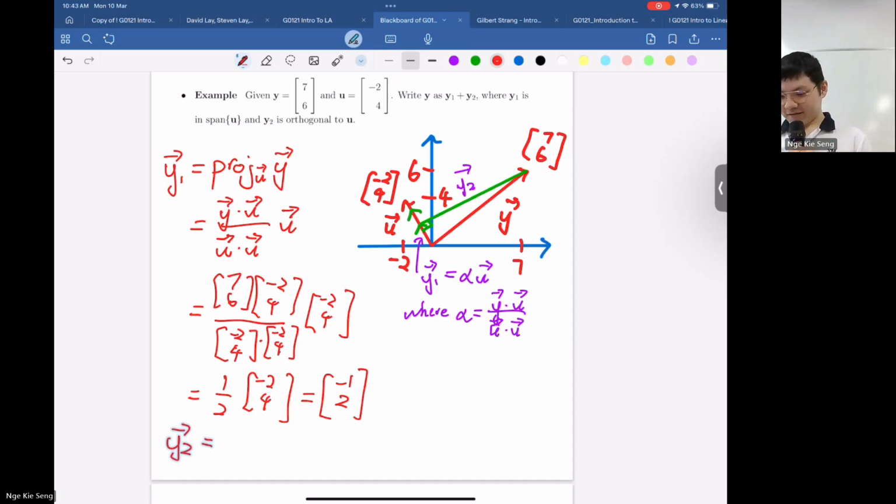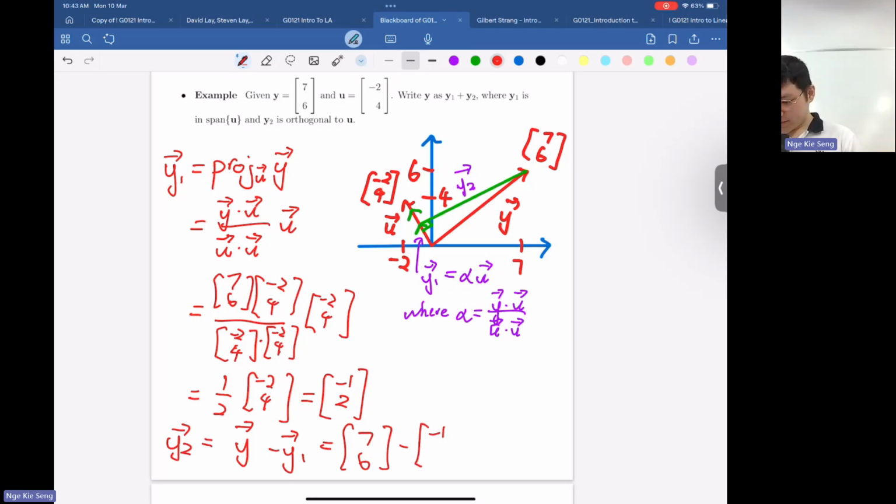The negative y1 plus y. Good. Okay, so you take y plus negative y1, because we know y, and then we just computed y1. Okay, in this case here it is 8 and 4. So leave it, okay, 8 and 4 here.